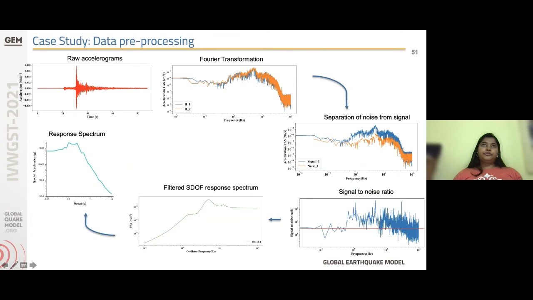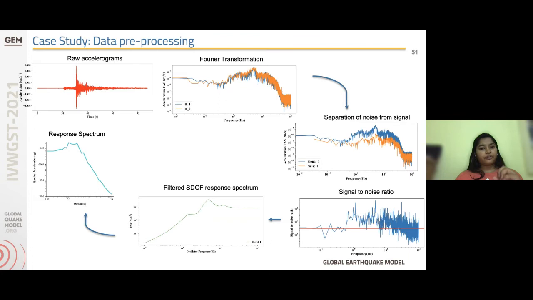Once we took the data, we did a set of pre-processing steps so that we could get the output in the desired format. These are the typical data processing steps usually involved. We take a raw accelerogram, then baseline correct it, then apply a Fourier transformation, and then separate the signal from the noise. Then it is filtered again, and a response spectrum is generated. These are some of the common steps we use. Again, these pre-processing steps are very specific to each recording, and this is not something that can be completely automated, especially since we were taking data from multiple sources and the data format is different for each of these recording agencies.